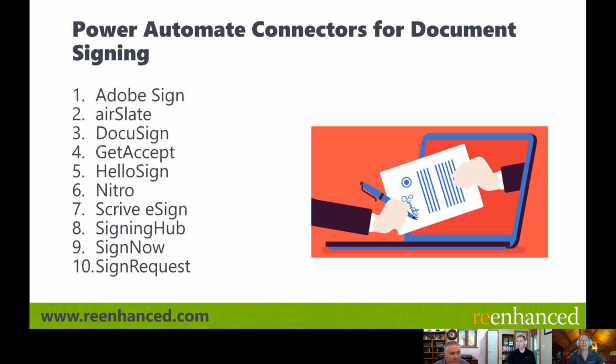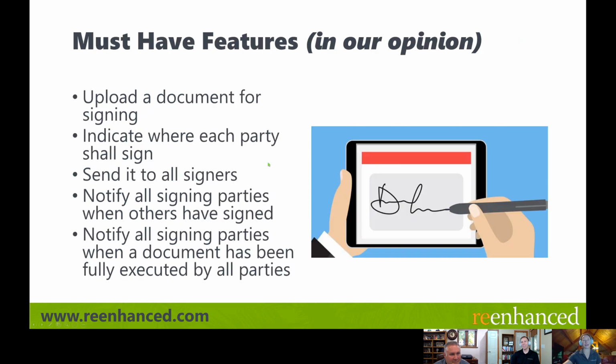So some of these are probably well known. Like for me, I knew DocuSign. I kind of figured DocuSign is going to be the biggest, best, strongest contender here out of the 10. And I didn't recognize many others here. So we have Adobe Sign, AirSlate, DocuSign, GetAccept, HelloSign, Nitro, Scribe eSign, Signing Hub, Sign Now, and my monitor's blocking, Sign Request. So some of these are really cool, and some of these are kind of half-baked. They're not quite there yet.